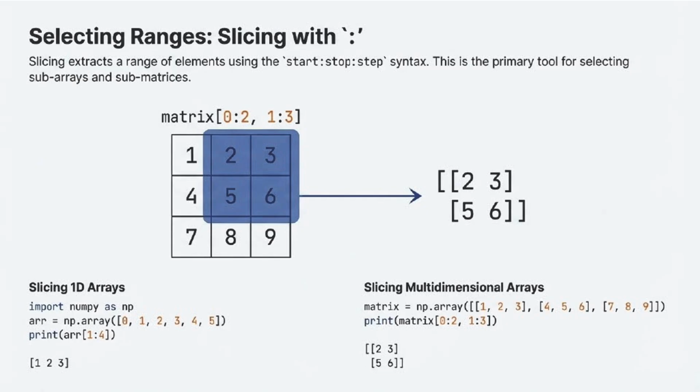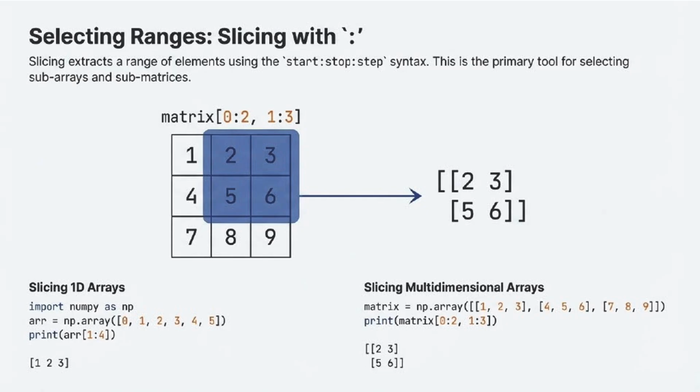Let's now see how slicing is used to select a range of values from an array. The colon helps define the start and end position of the data to extract. This method makes it easy to work with parts of large datasets. In a one-dimensional array, arr[1:4] means select values starting from index 1 up to index 3. The stop value is not included in indexing.